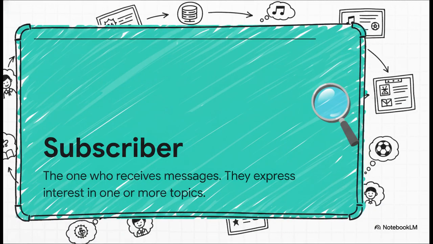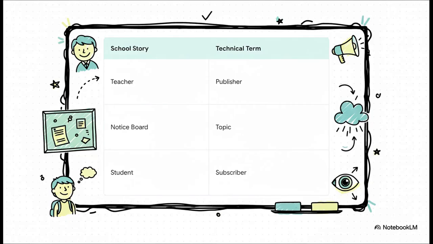And finally, of course, you have the subscriber. This is anyone or anything that wants to receive the messages. And in our story, the subscribers are the students. They're the ones who raise their hands and say, hey, I'm interested in this, by choosing which notice board or topic to follow. So let's just put it all side by side so it's crystal clear. The teacher, that's your publisher. The notice board, that's the topic. And the student, they're the subscriber. See how perfectly that lines up? It's a one-to-one match, which is what makes this analogy so great.